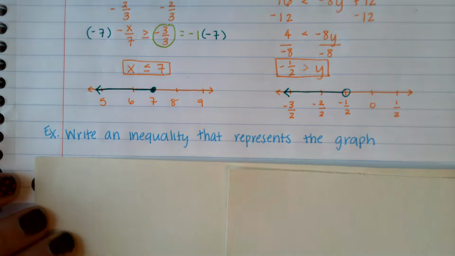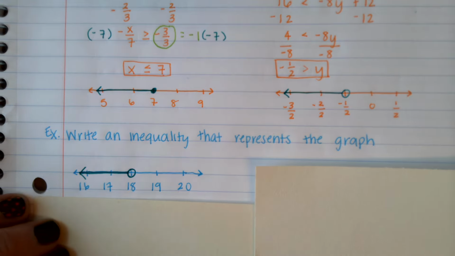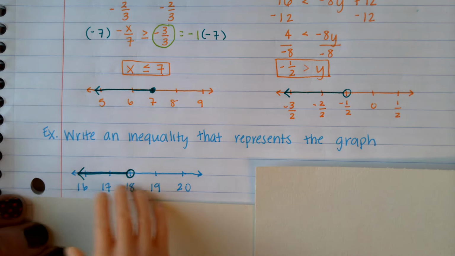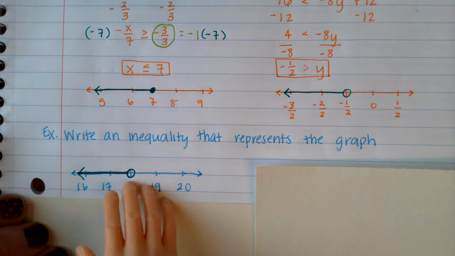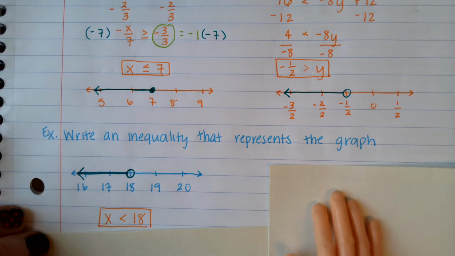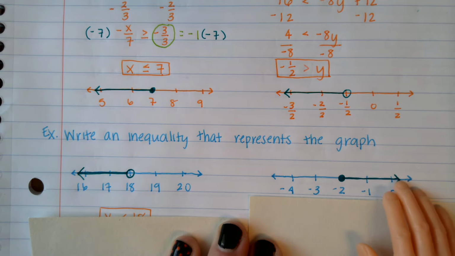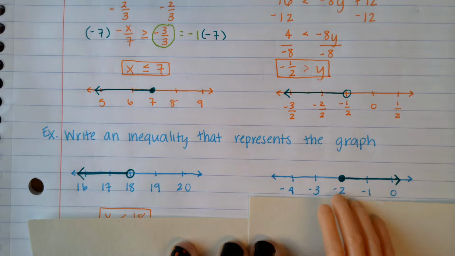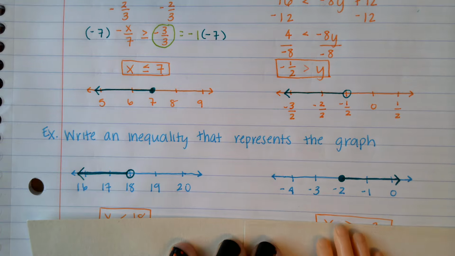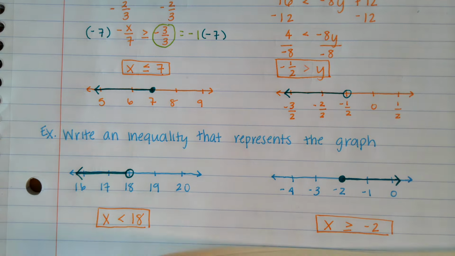We are going to write an inequality that represents the graph that is given. So here I see that it is less than 18, and it's only a less than because it has an open circle, so we'd say x is less than 18. And for this one, we have shaded to the right, which is greater than, and a solid circle, so it's or equals to. So x is greater than or equal to negative 2.